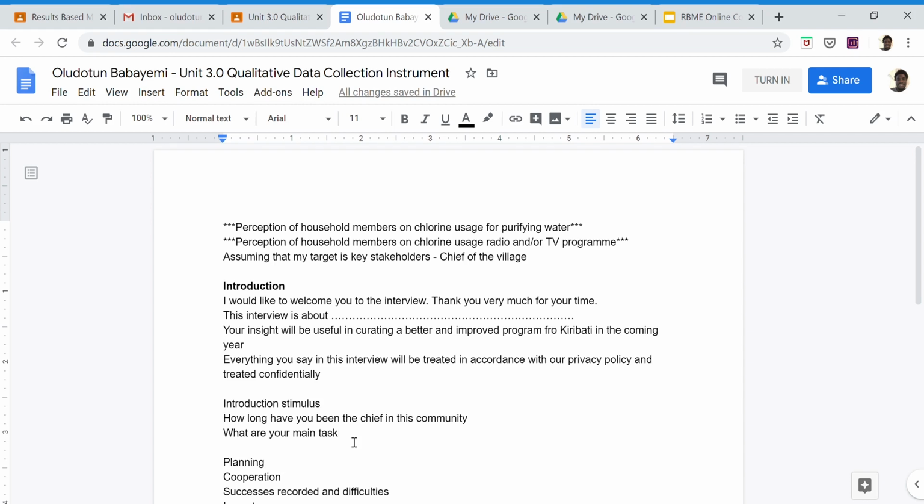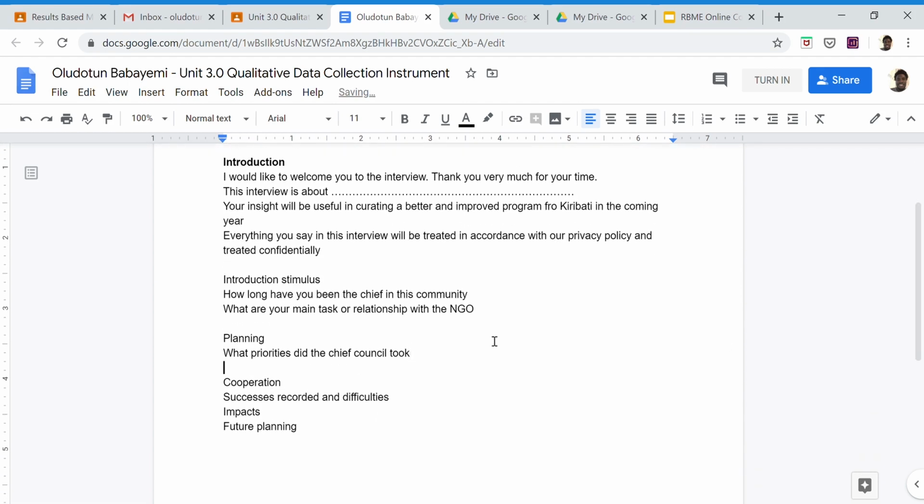also think about task or relationship with the NGO that is involved in this. Then you think about planning. What priorities did the chief council take, things that are of target audience and all.